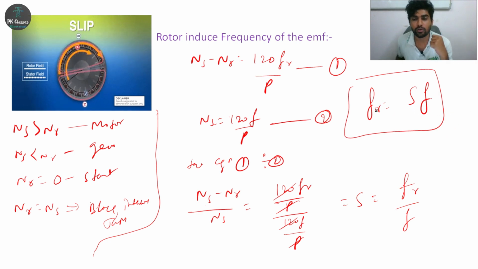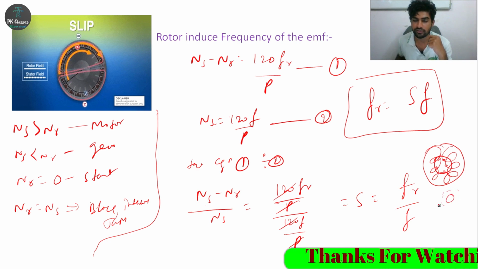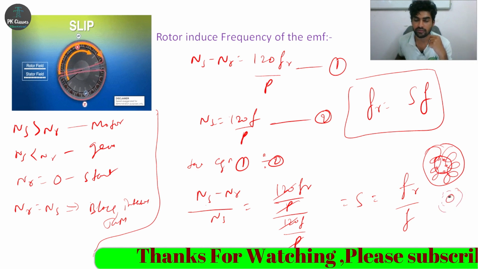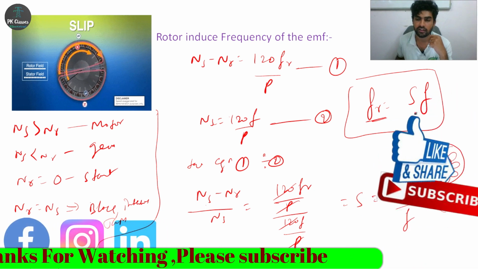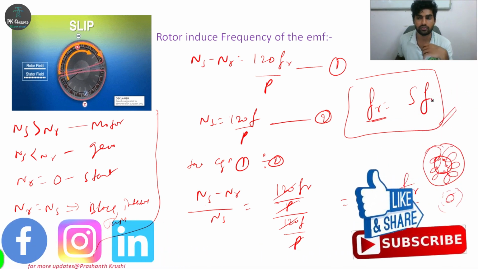So the rotor frequency is equal to s times f. This is the rotor induced frequency in the conductor. Just to consider, this is the stator and this one is the rotor. Here there is a conductor present. When the conductor cuts this rotating magnetic field, what happens? It induces a current, like this. This frequency is called fr, equal to s times f. It depends upon the supply frequency and also the slip.